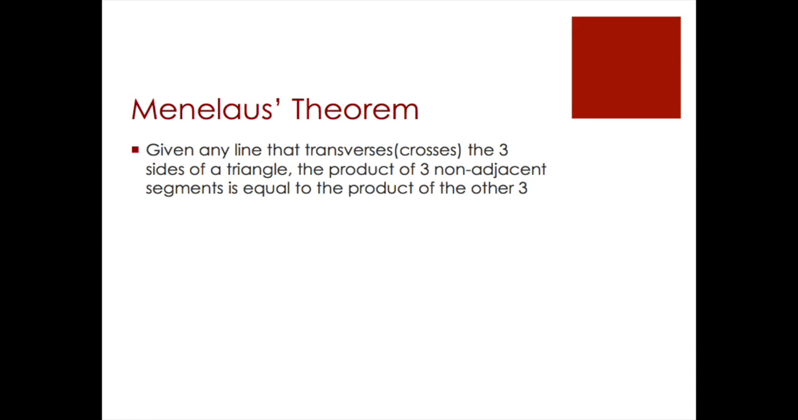Menelaus' theorem states that given any line that transverses or crosses the 3 sides of a triangle, not at a vertex of the triangle, the sides will be divided into 6 segments, and the product of the ratios of those segments will equal 1.